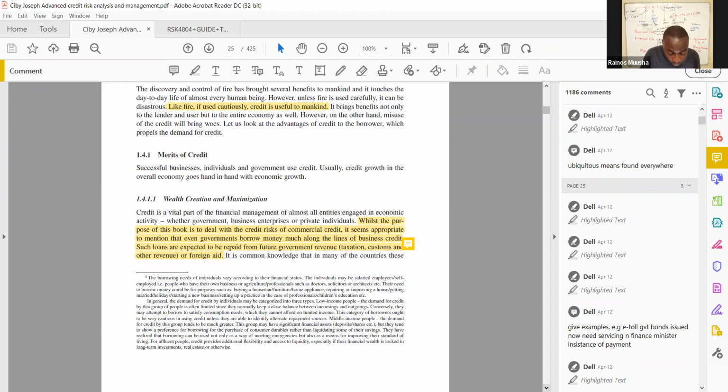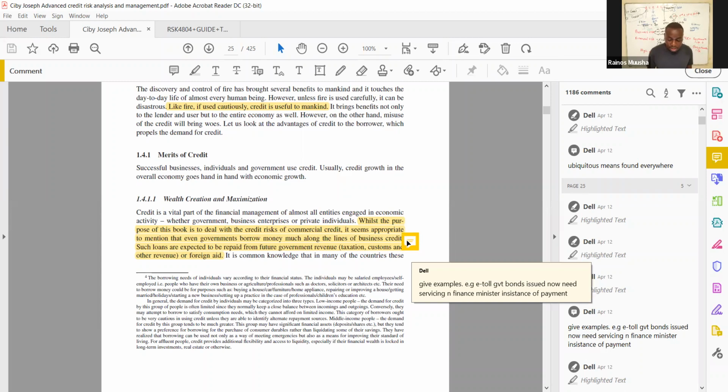And yet they say, while the purpose of this book is to deal with the credit risk of commercial credit, it seems appropriate to mention that even governments borrow money much along the lines of business credit. So such loans are expected to be repaid from future government revenue, for example through revenue from taxation, customs, and other revenue, or foreign aid.